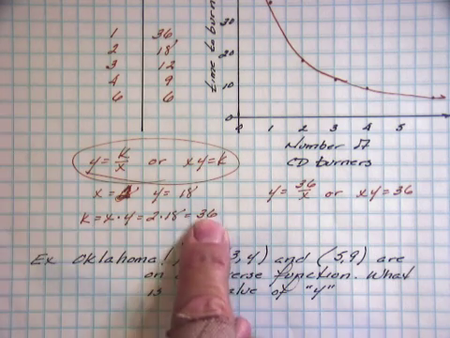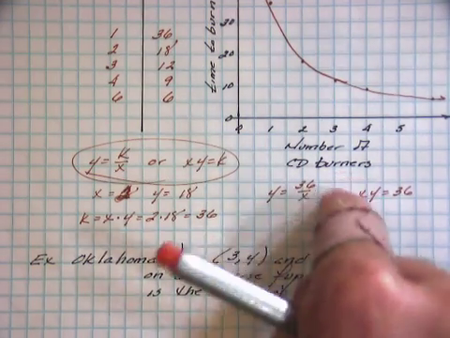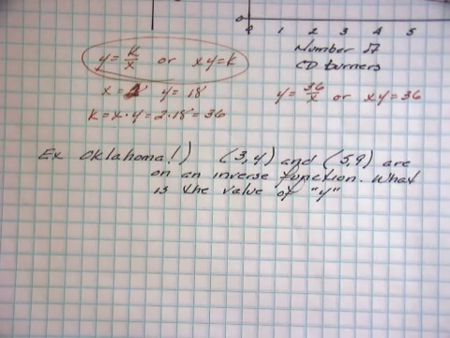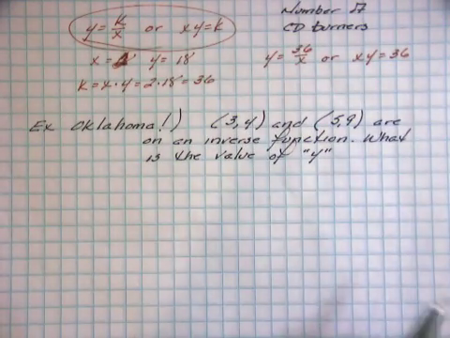And here's something else. I could have used any one of these ordered pairs. I could have used 1, 36, 3, 12, 4, 9, 6, 6. When I put those numbers in for x and y, I always would have gotten 36 out. I would have gotten the same equation.